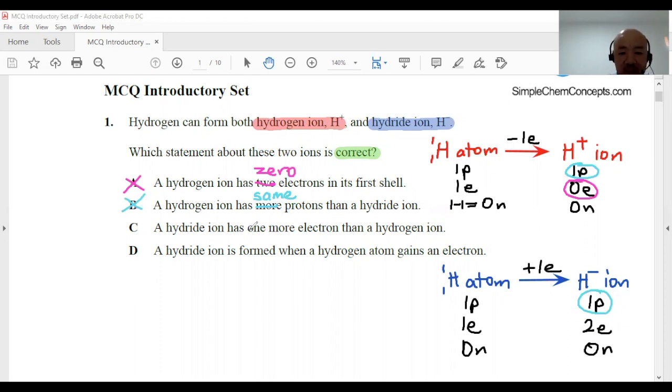What about C? A hydride ion has 1 more electron than a hydrogen ion. Is that true? A hydride ion, which is this, has 2 electrons, more than a hydrogen ion, which has 0. Correct? So 2 minus 0 is not 1 more, it's 2 more. So this is also wrong.